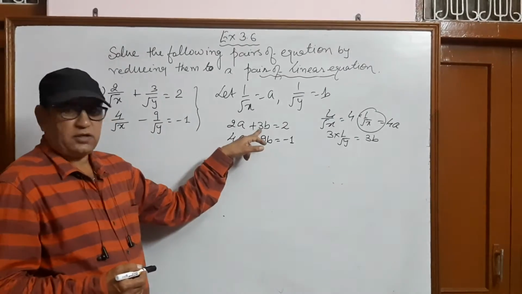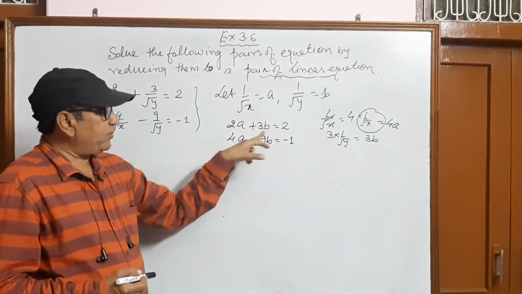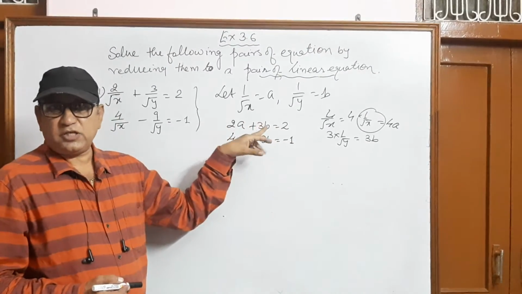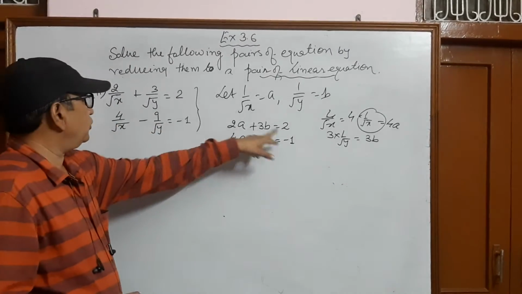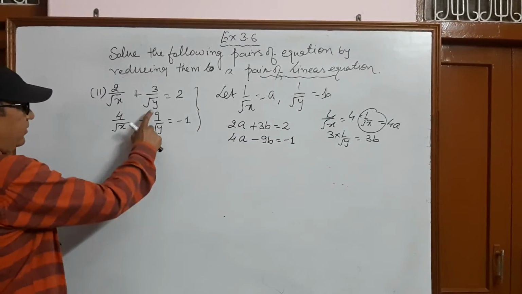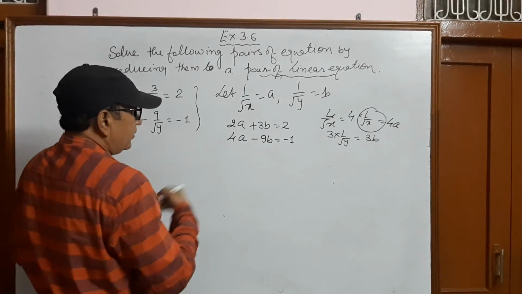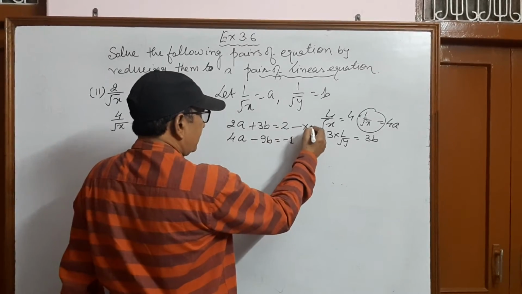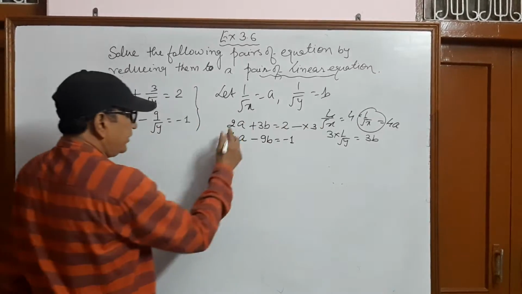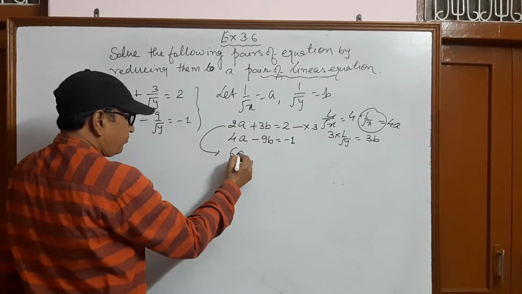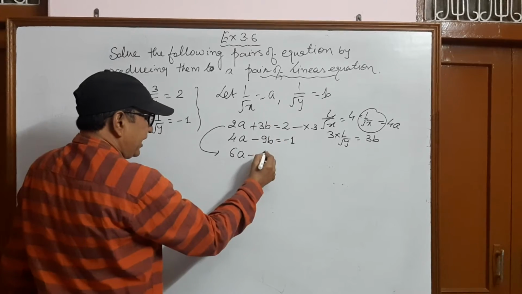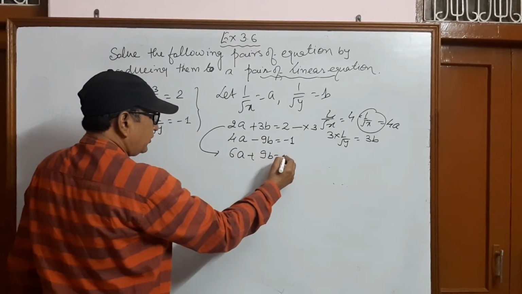Clear? Now you see the coefficients of a and b. This is 9 and here 3. So simply you have to multiply only one equation by 3. There is no need to interchange here. 2a plus 3b equals 2 and 4a minus 9b equals minus 3. So multiply the first equation by 3. Then you get 2 times 3 is 6a plus 3 times 3 is 9b equals 6.